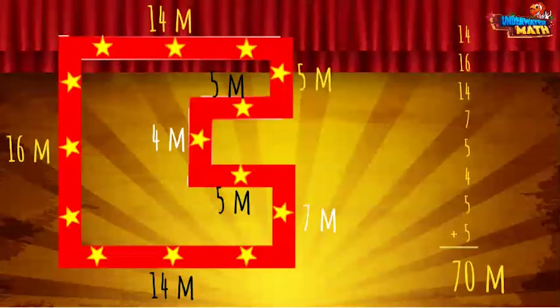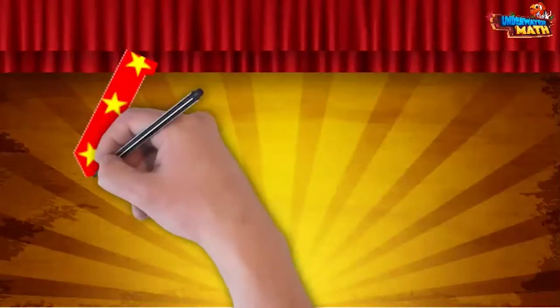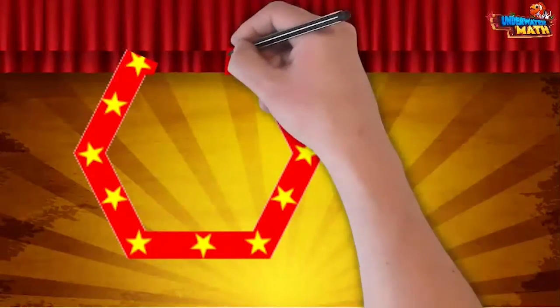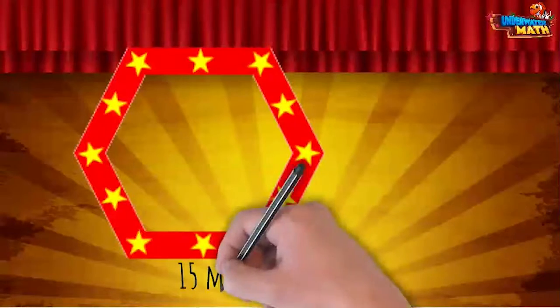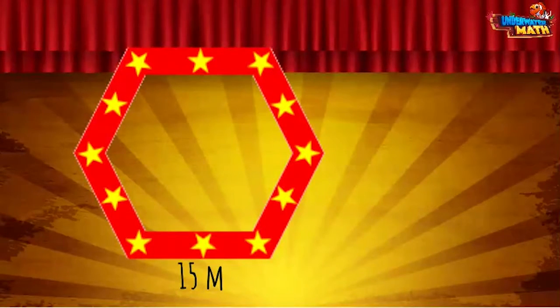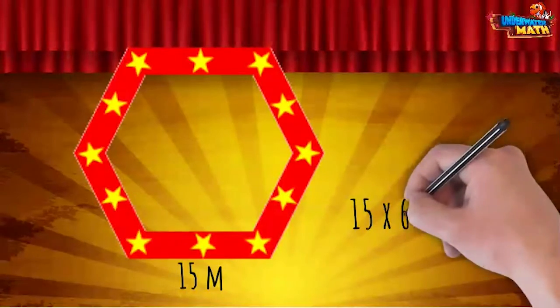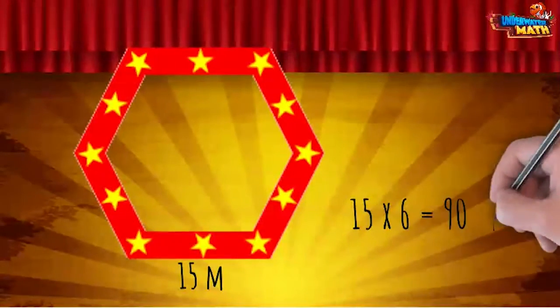Let's look at the ring shaped like a hexagon. All the sides are the same length, and there are 6 of them. So we can just multiply that side length of 15 meters by 6 sides. 15 times 6 equals 90 meters.